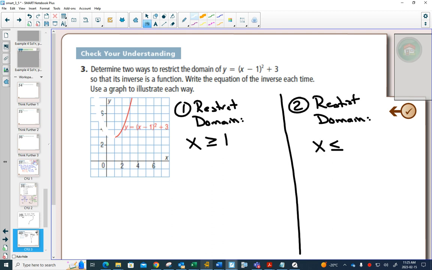And this time I'm going to say, well, I could have erased this half, but I could have also erased this half. Now the key thing in erasing half of the graph will be the vertex. And the vertex right here is at 1, 3. So because the x coordinate of my vertex is 1, that's how I'm going to restrict the domain. If my vertex was at a different spot, I would look at the x coordinate at that spot, because that's where it splits it into half. One half or the other half.